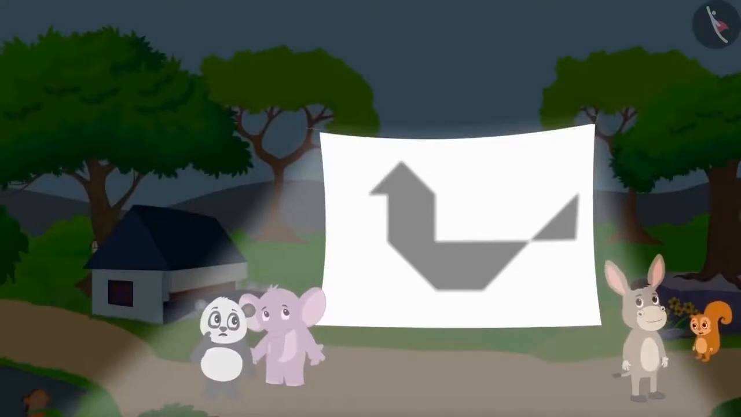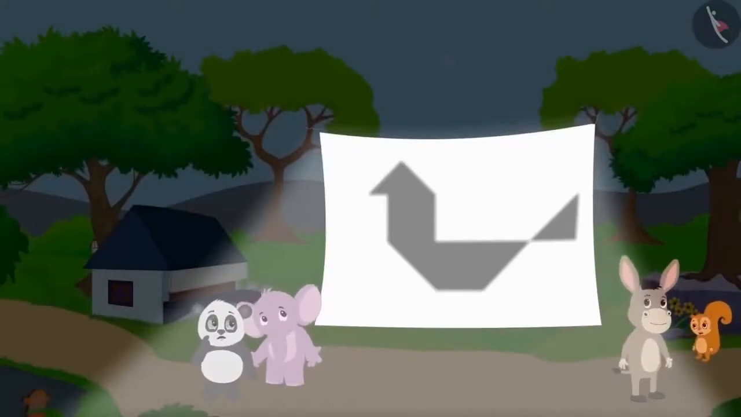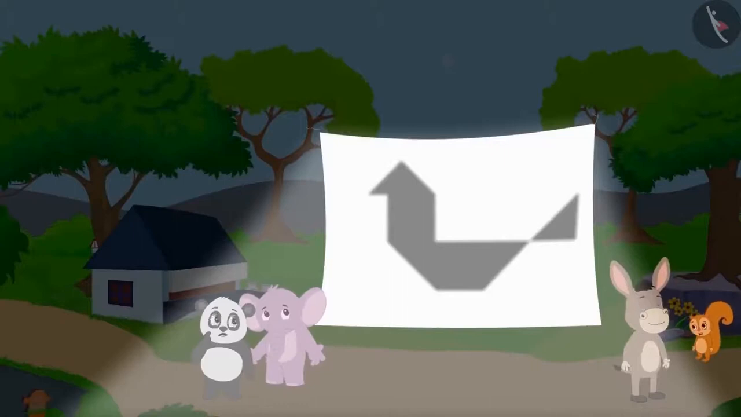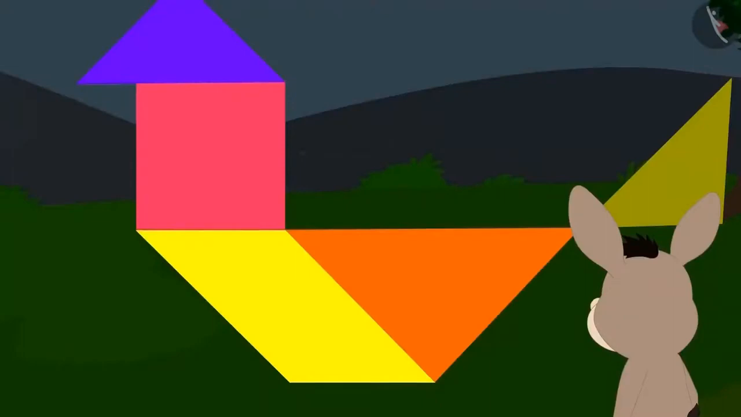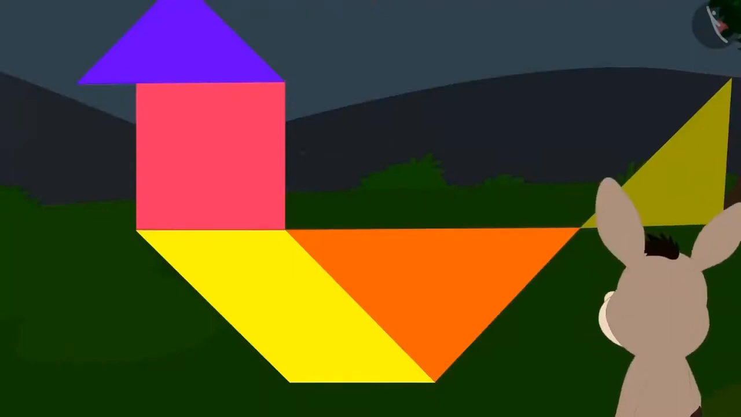Then Bhola was determined to solve the mystery of shadows on the curtain. When everybody had gone from there, Bhola quietly went behind the curtain. Do you know what he saw there? There was no giant bird behind the curtain. There was only a bird shape made out of pieces of paper.